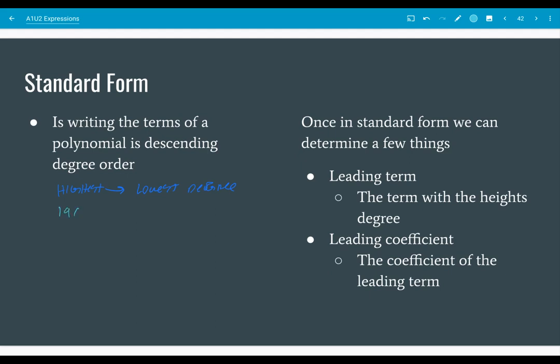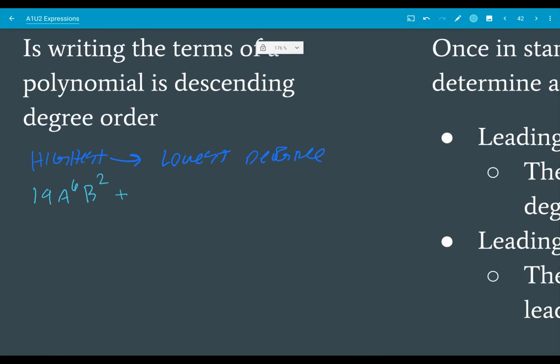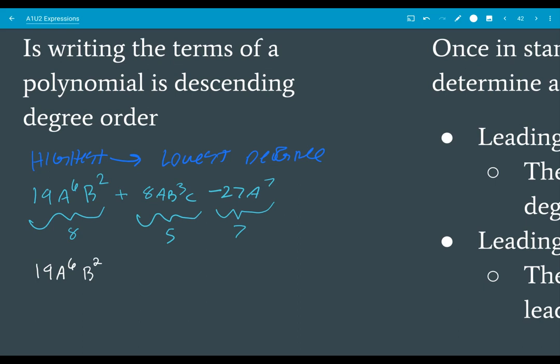So let's see what that looks like with that last example we looked at. So we have 19a to the 6th b squared plus 8ab cubed c minus 27a to the 7th. And we said this term was degree 8, this was 5, and that term was 7. So we want it in descending degree order. So the 19 stays, but the negative 27a to the 7th needs to move. So it's going to be minus 27a to the 7th, and then 8ab cubed c. So this is now in standard form.